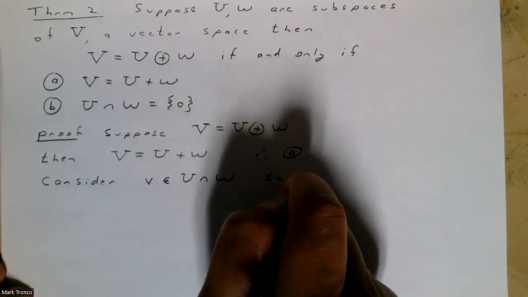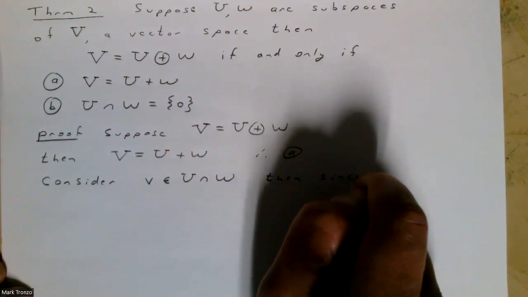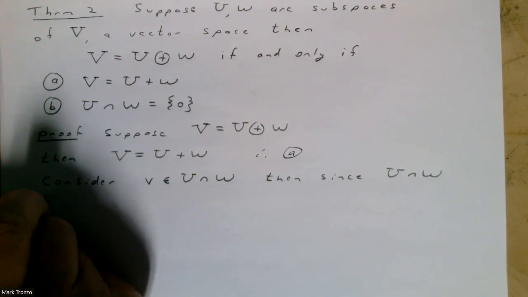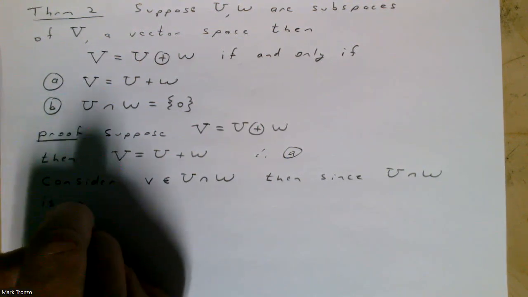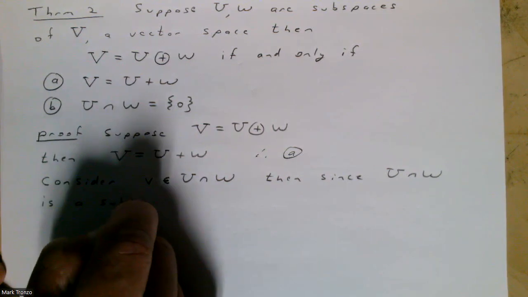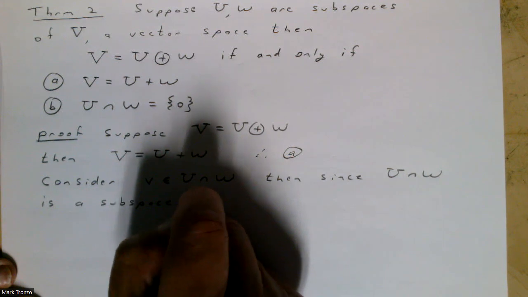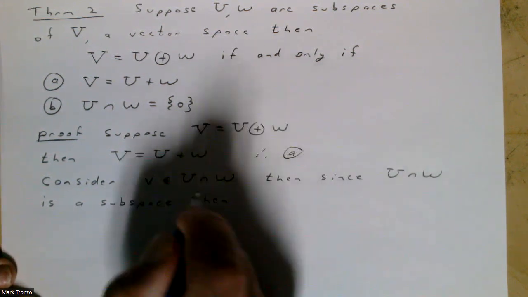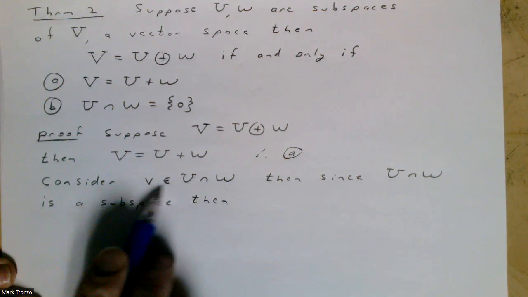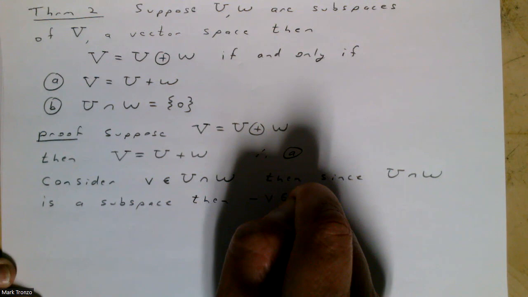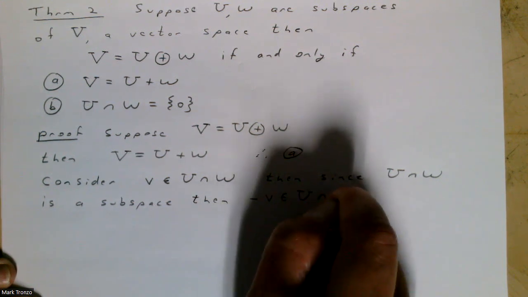Then, since U intersection W is a subspace, remember the intersection of two subspaces is a subspace. Then the additive inverse is in there by definition of a subspace. Negative V is in this intersection.